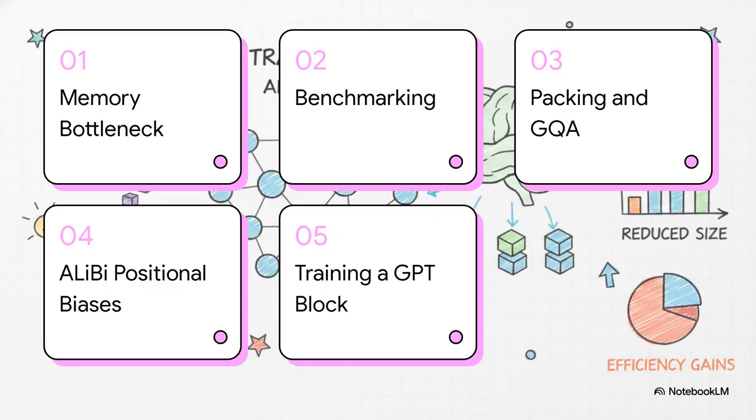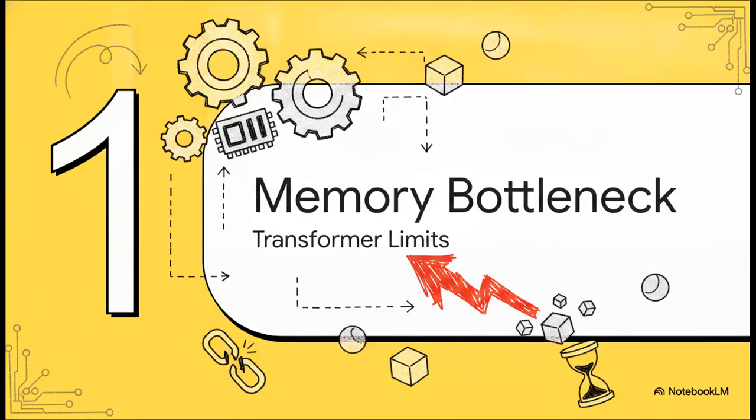We'll start with the transformer memory bottleneck, move into benchmarking speed and memory, cover sequence packing and GQA, unpack ALiBi positional biases, and finally wrap up by actually training a GPT block. All right, part one, the transformer memory bottleneck.